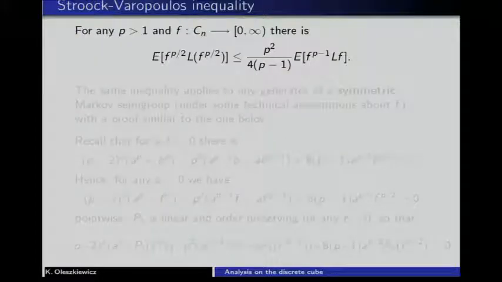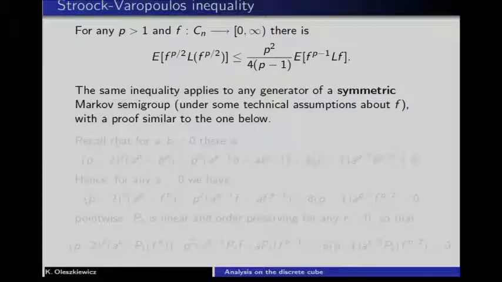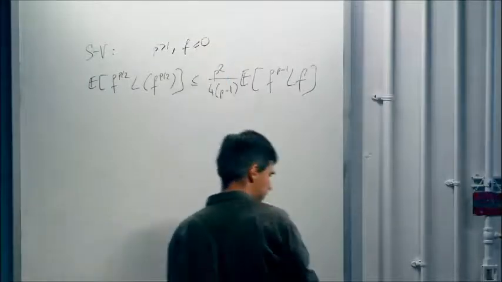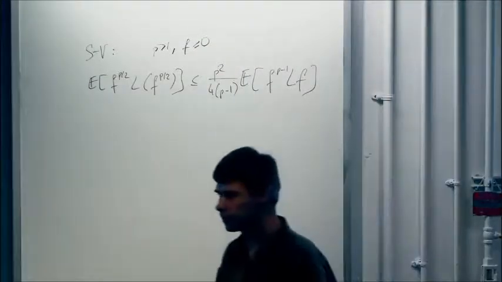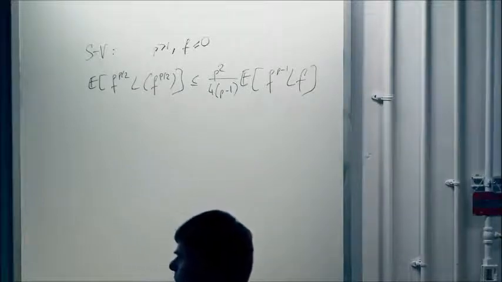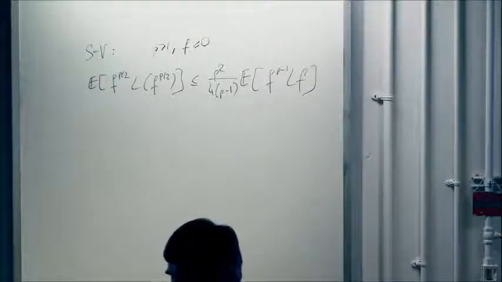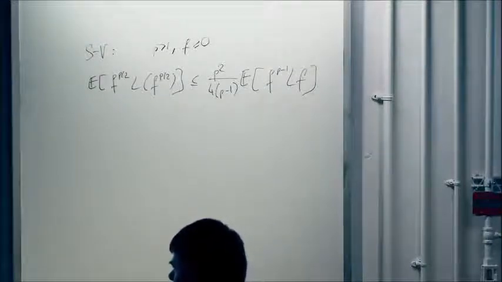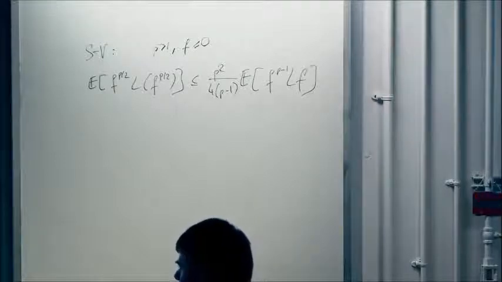So I will skip the proof of Stroock-Varopoulos in the general setting, but you can find it in the slides if you are interested. This is just what we will need. And this holds for any p greater than 1, and for f non-negative. So for p equals 2, it's an identity. Yes, for p equal to 2 it's an identity, and somehow the case p equal to 2 is sort of special. So is it tight, close to tight? Yes, in a way it's tight, although the way to see it is not trivial.